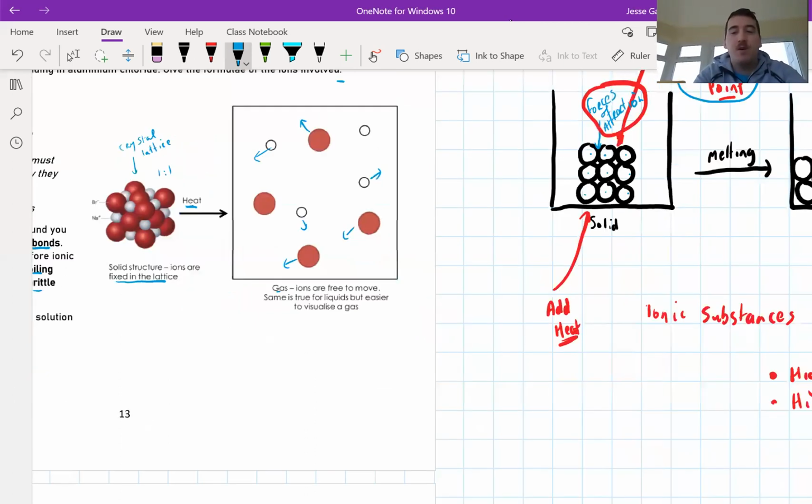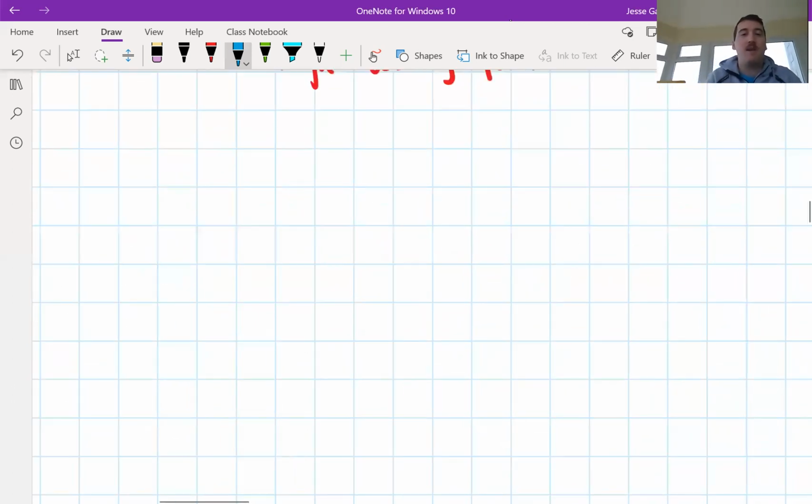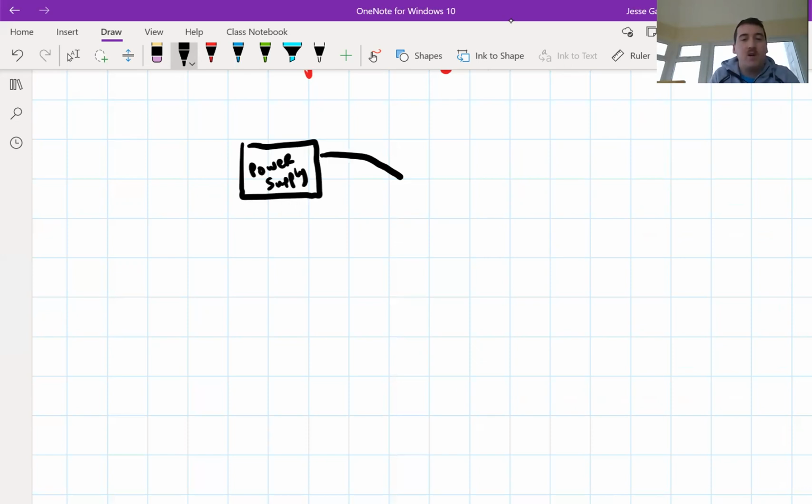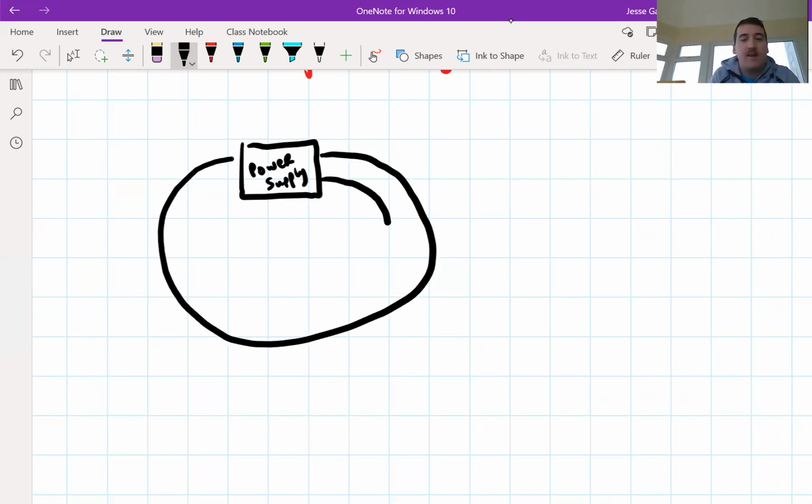The second property we're going to look at is about their ability to conduct electricity. Again, a quick crash course in electricity. For an electric circuit, what we need is a power supply, something like a battery or a socket to plug in. And for an electric circuit to be made, we need a conductive wire, so usually a metal wire. And we have to make a complete circuit.